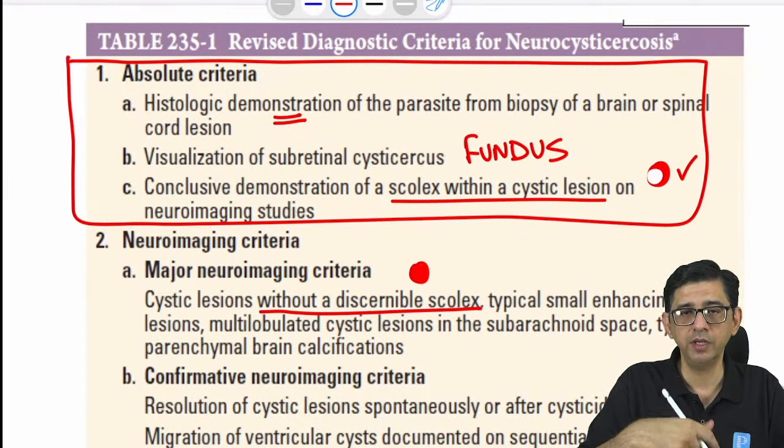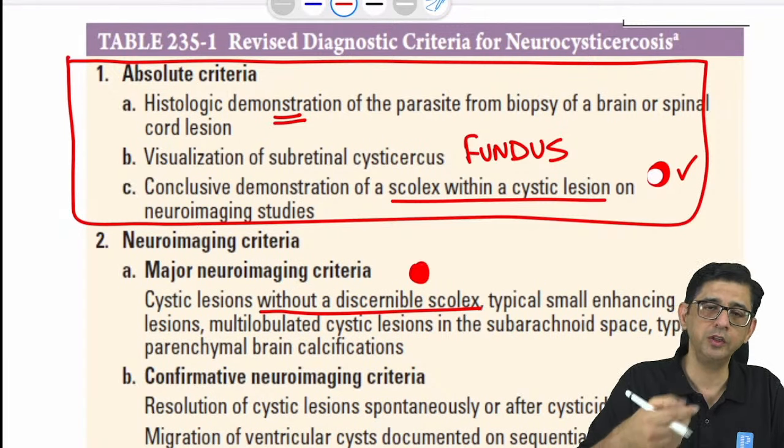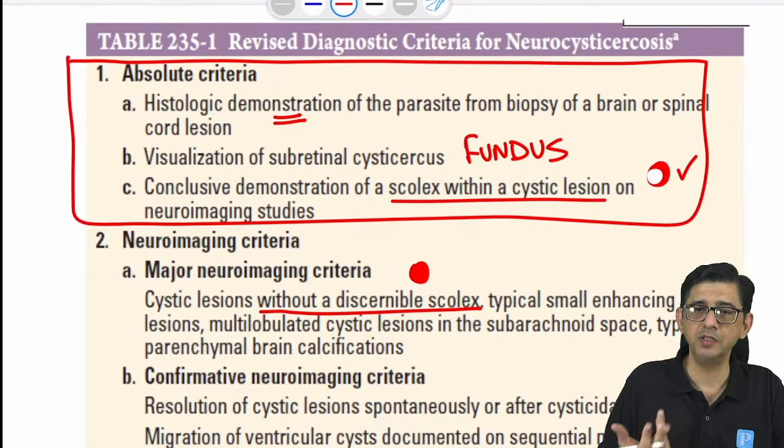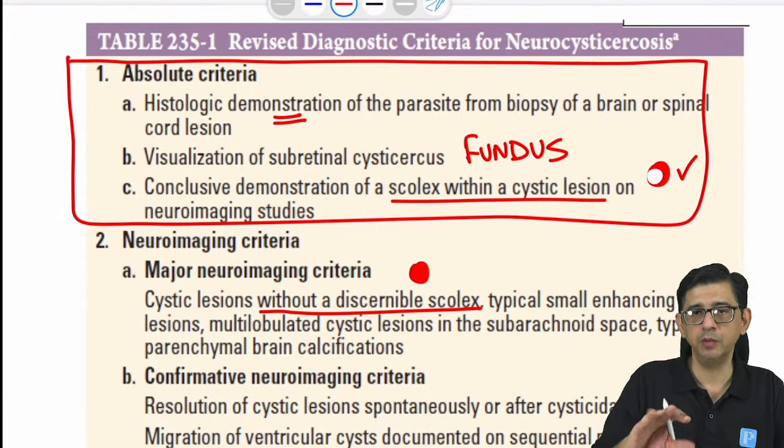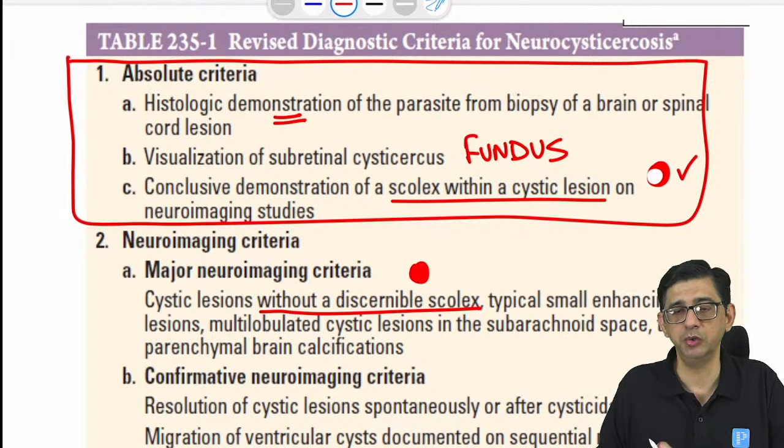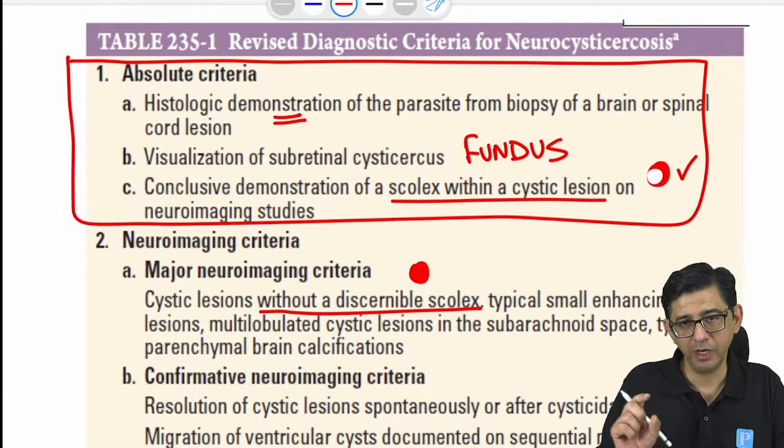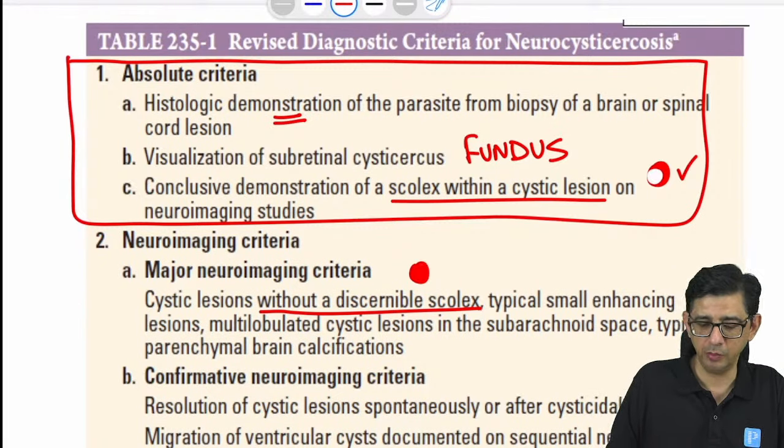Or for that matter of fact, a histological demonstration, like the person developed paraplegia and spine surgery was required. Spine surgery mein to specimen ho hi sakta, because person was having paraplegia due to involvement of the thoracic spine. So in that specimen, the pathologist is able to demonstrate the presence of the parasite. That will make it relatively easier for him.